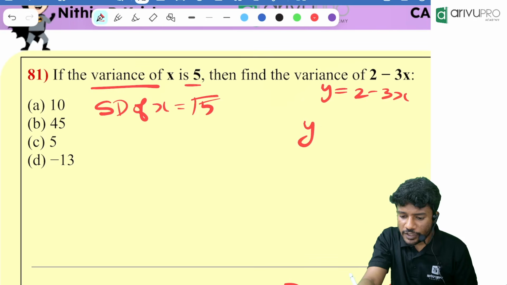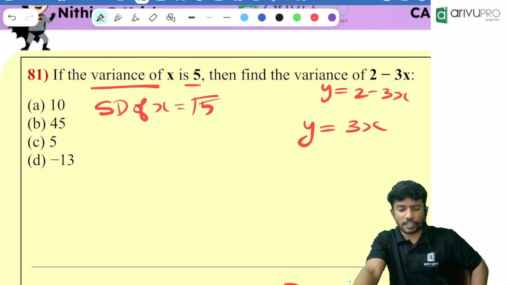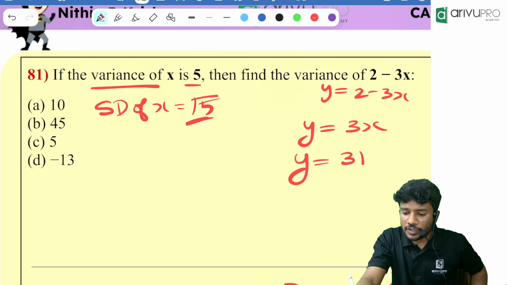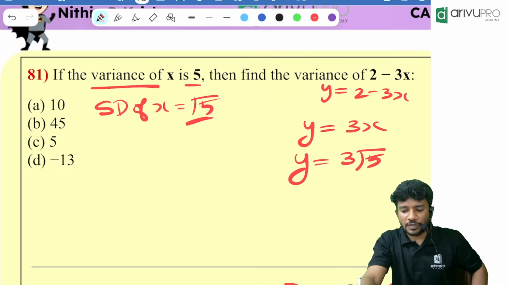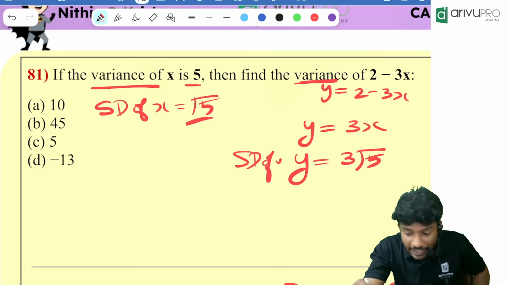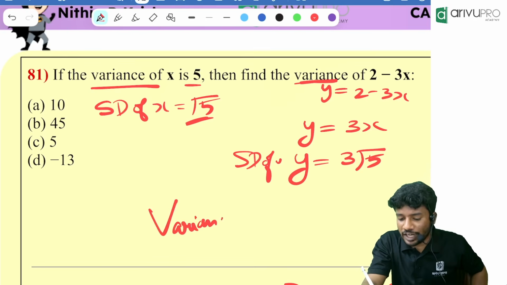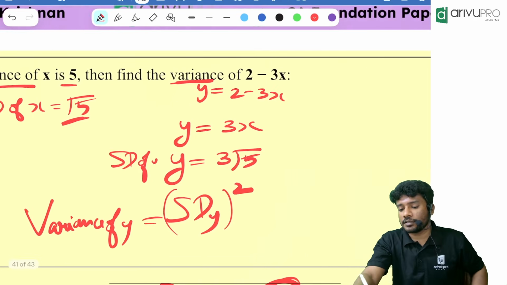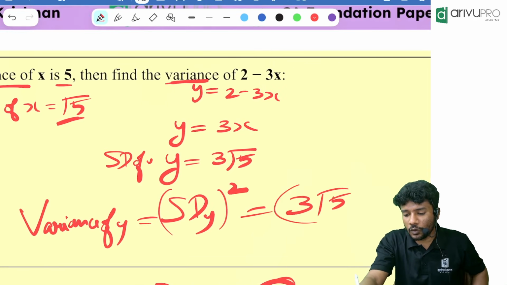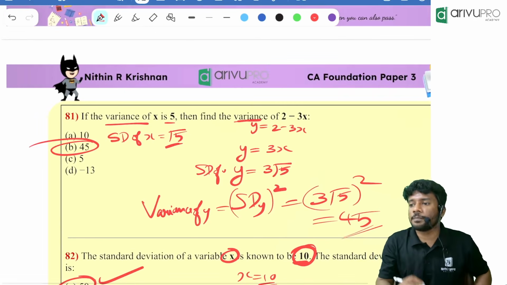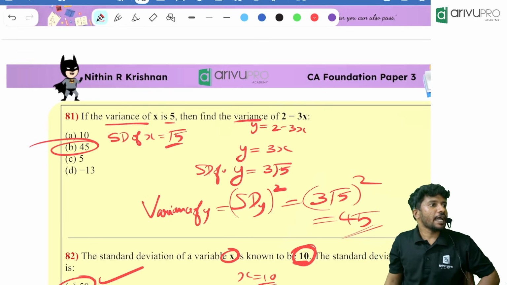How will you write y? Y is equal to 3x. You will ignore the negative sign. Then instead of x you will put root 5. So y is equal to 3 into root 5. Are they asking for the standard deviation of y? No, they are asking for the variance of y. The variance of y is nothing but the square of the standard deviation of y, that is, 3 root 5 the whole square. How much is the answer? Are you getting 45? Option B, 45. Try again and tell me.